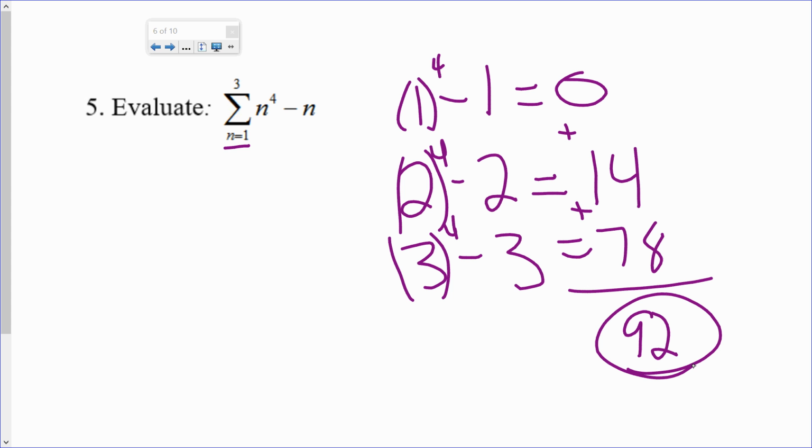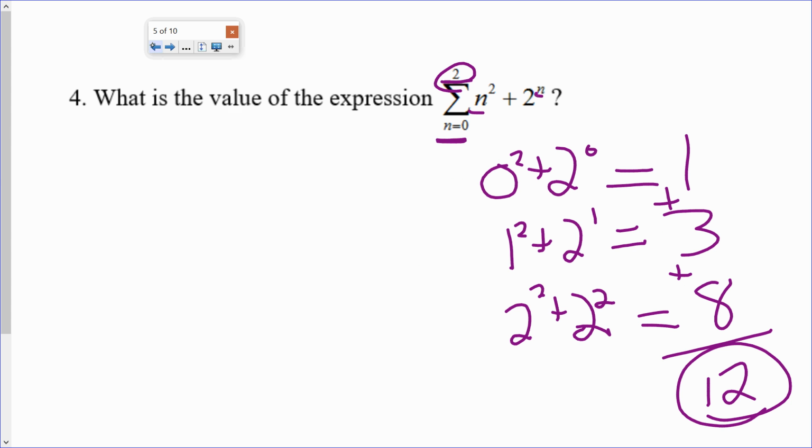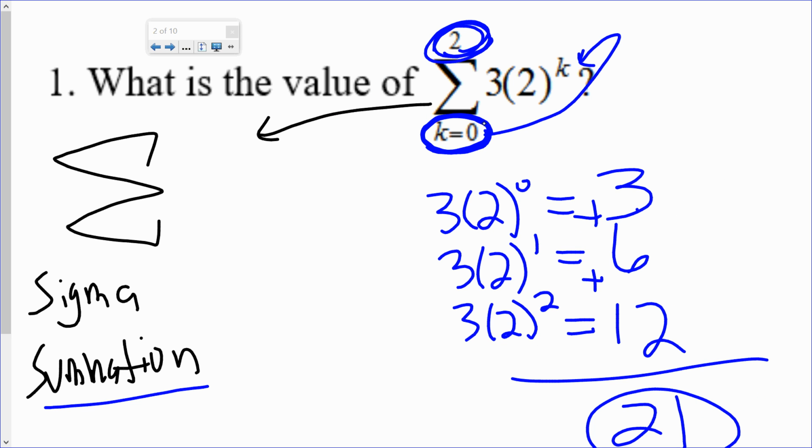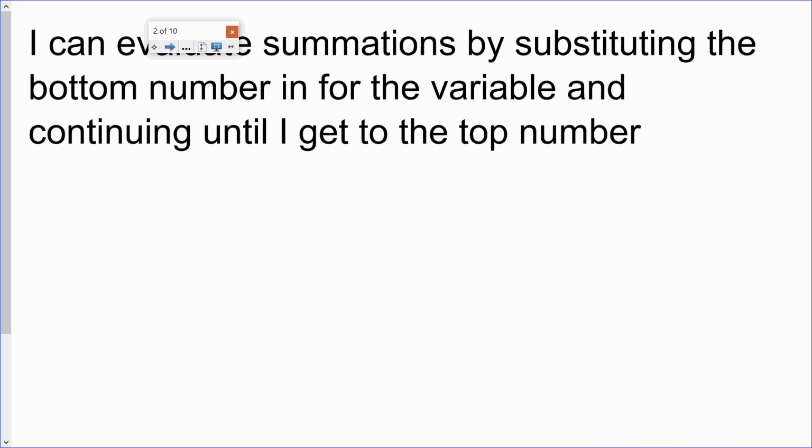So, to evaluate summations, I start by substituting the bottom number in for the variable, and I keep on substituting in until I get to the top number. Once I evaluate each of those terms, I'm adding them all together. That is how we evaluate summations.